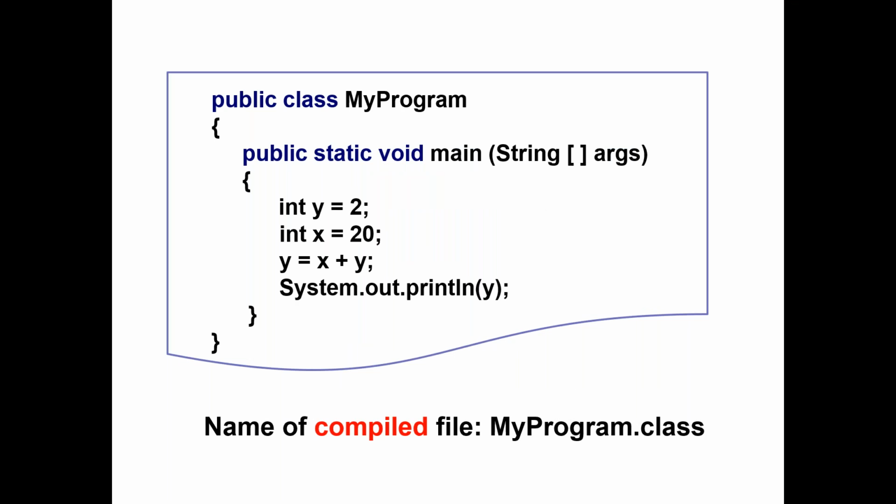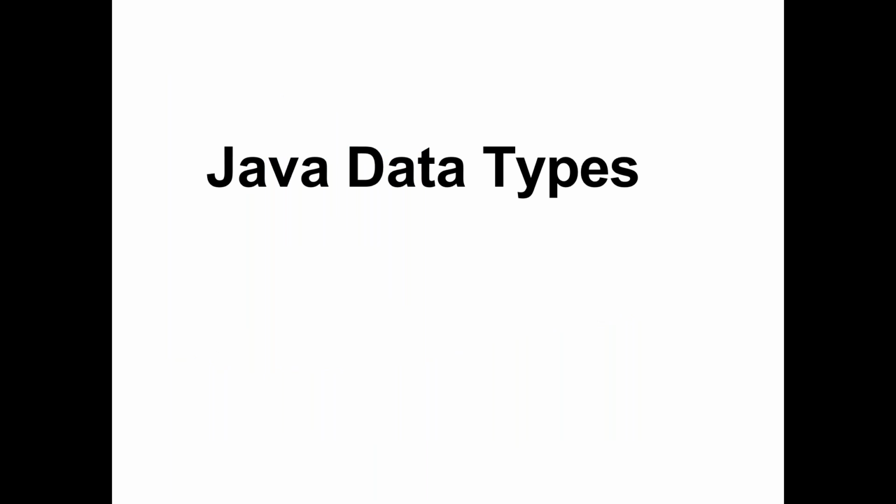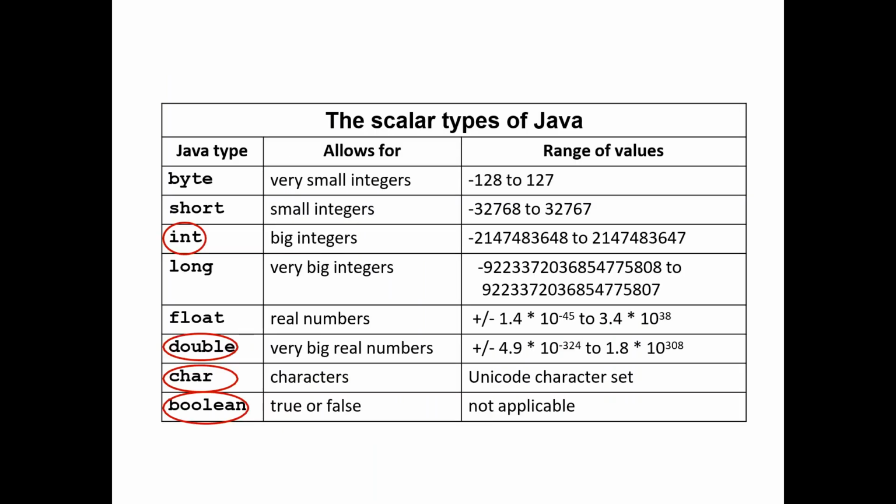Okay, so the name of the compiled file will be myprogram.class. As you can see from here, we now have a couple of data that have been inserted into our program. And what we're going to look at first of all is what data types are.